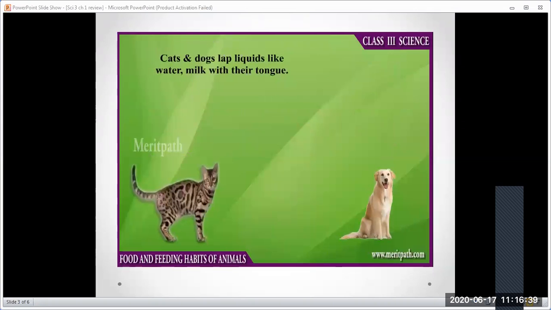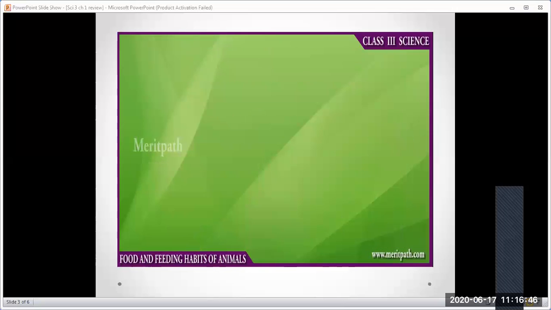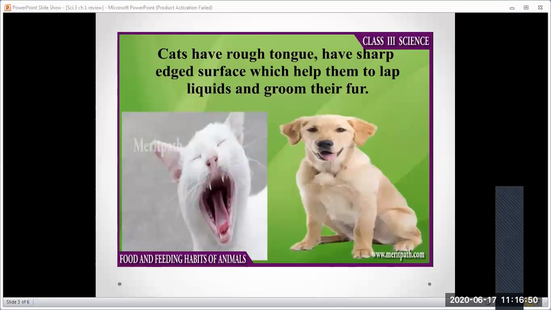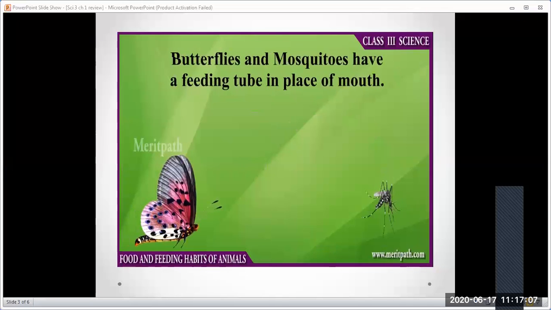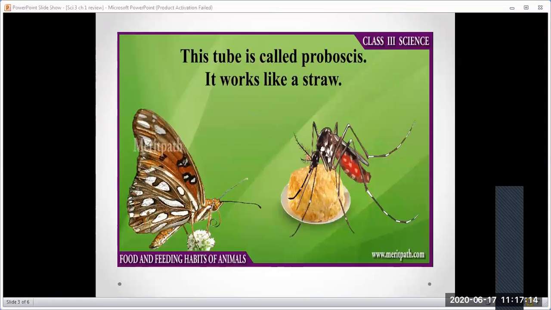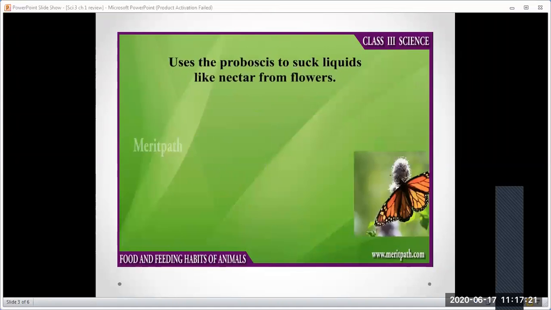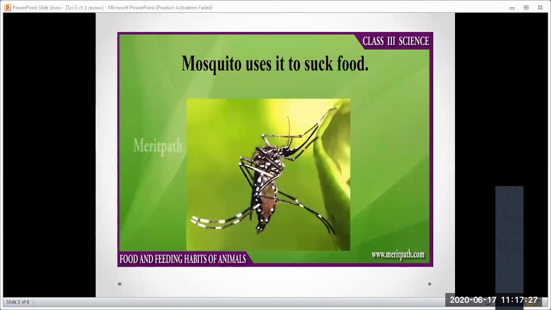Next is lapping of liquid. Examples of these are cats and dogs. Now the examples of animals who suck their food are butterflies and mosquitoes. Their feeding tubes are known as proboscis. In this picture, you have seen the butterfly sucks the nectar and the mosquito sucks the blood.